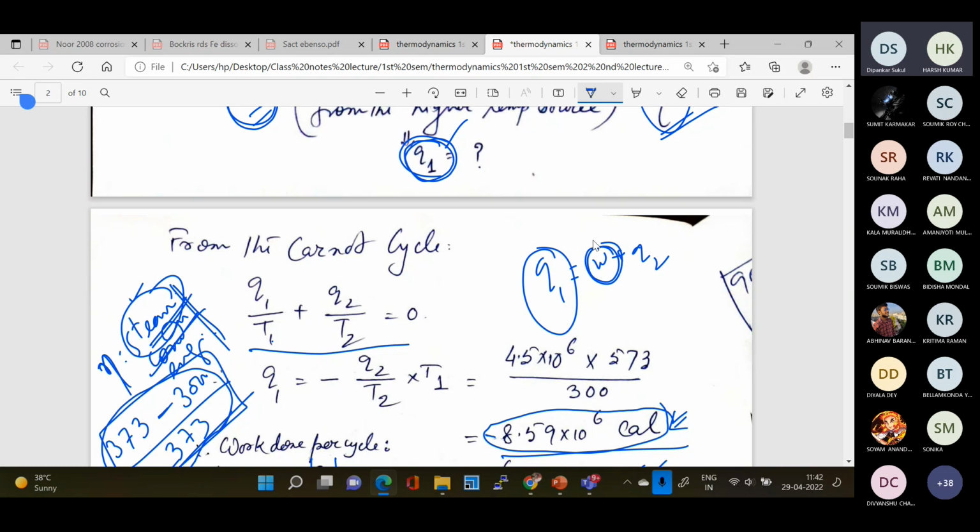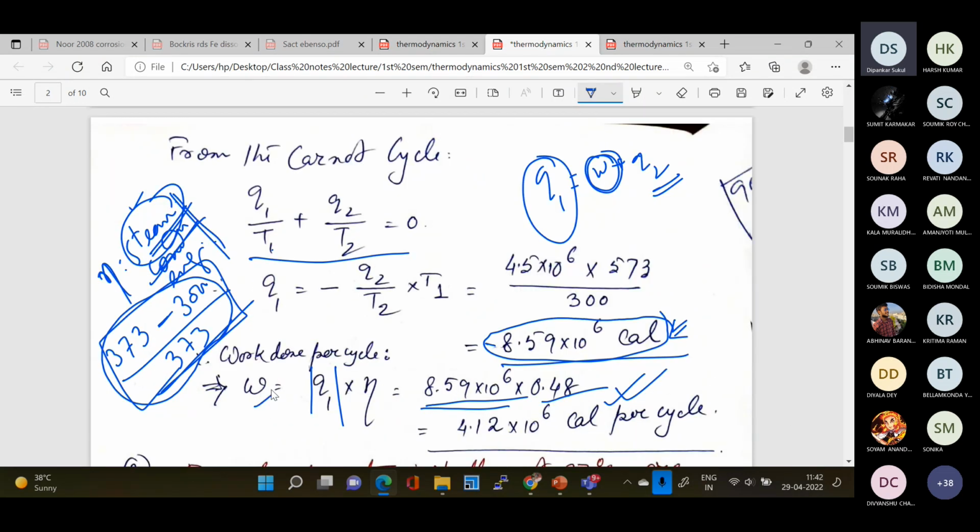Sir, but we know the efficiency. We know the efficiency, so using that efficiency value, we have determined the W. Sir, because efficiency is W by Q1. If you don't know Q1, then how can you use the efficiency value? Because the efficiency value will be operative on Q1. First, we have to determine the Q1.